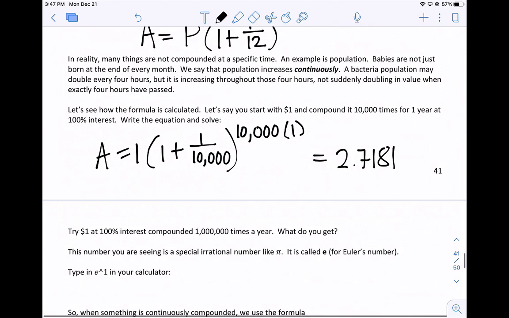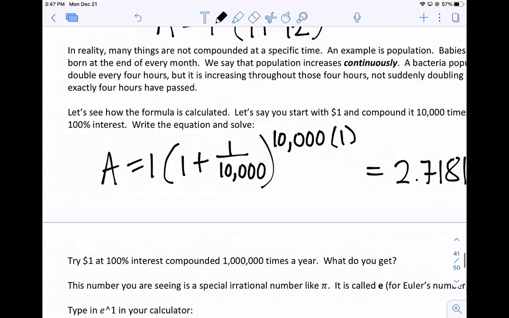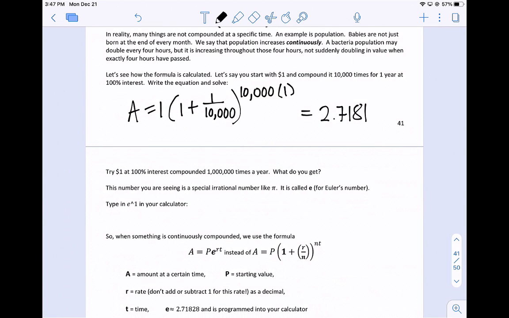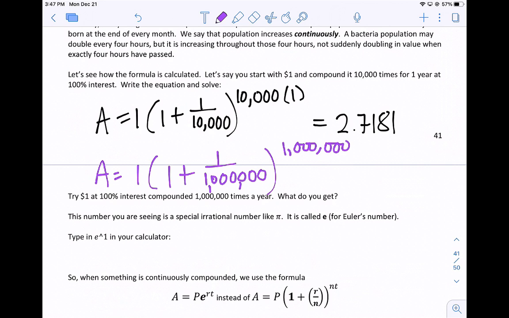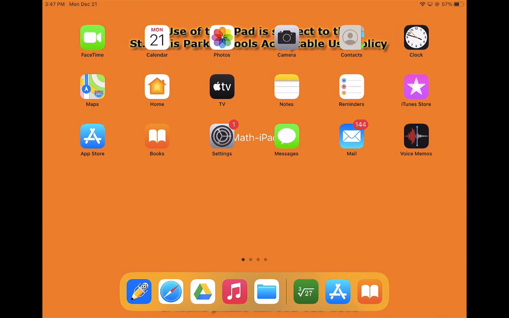2.7181. All right, well, what happens if you take that same dollar at 100% interest and compound it 1,000,000 times a year? What do we get? Okay, so what I'm going to do is in my calculator, I'll write the equation here. So 1 plus, it's going to be the same equation except instead of 10,000, I'm going to put 1,000,000 in place of that. And it's 1 time a year, so times 1,000,000. All right, so let's type that in and see what happens.